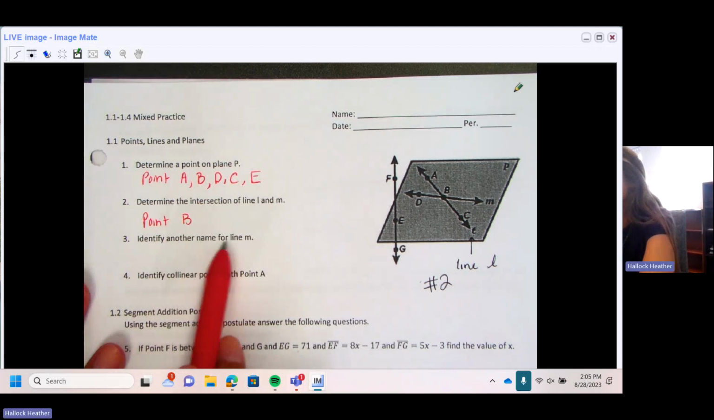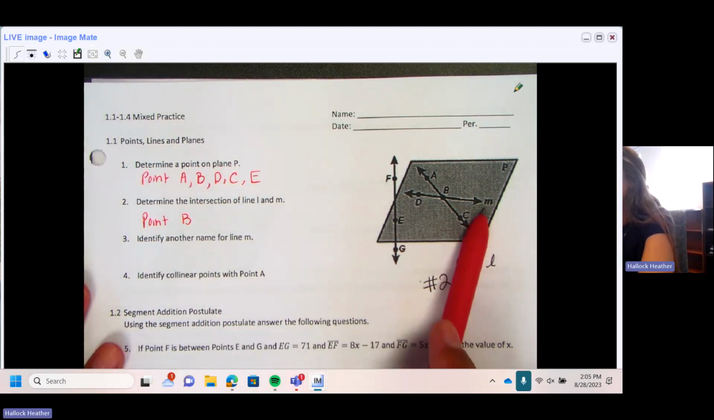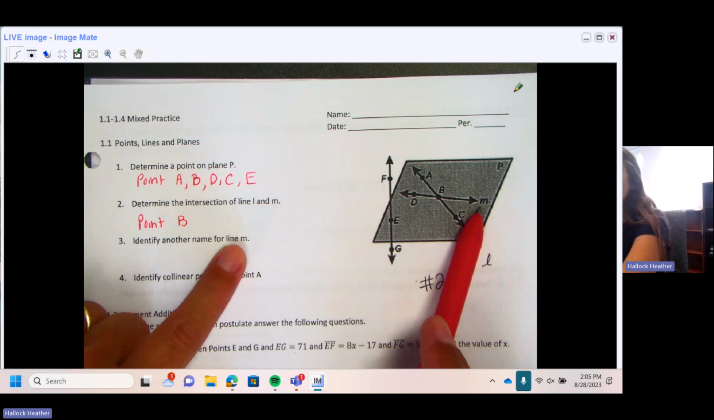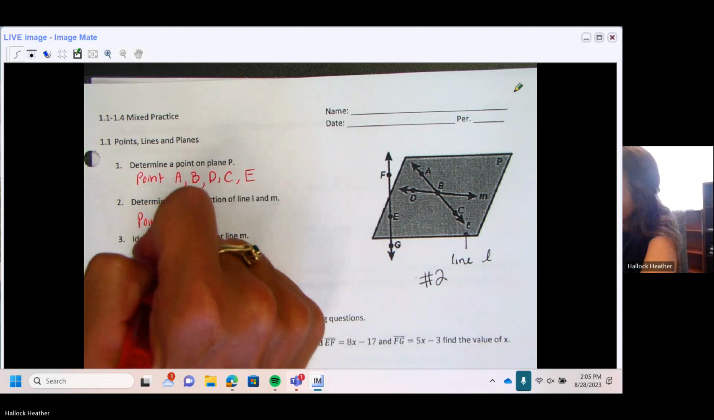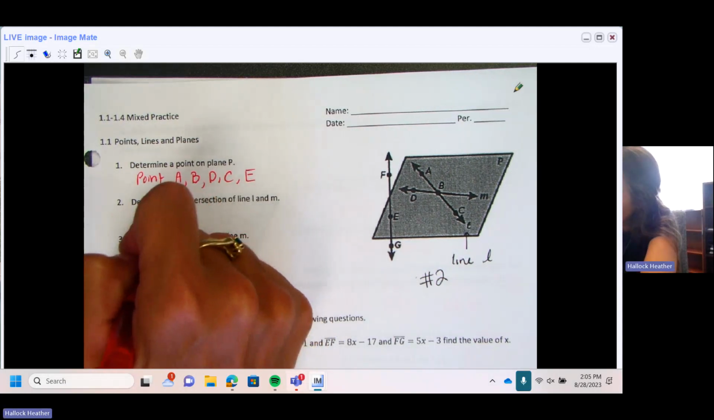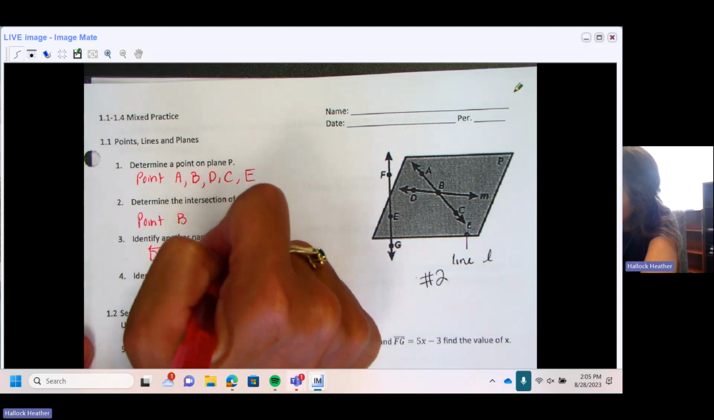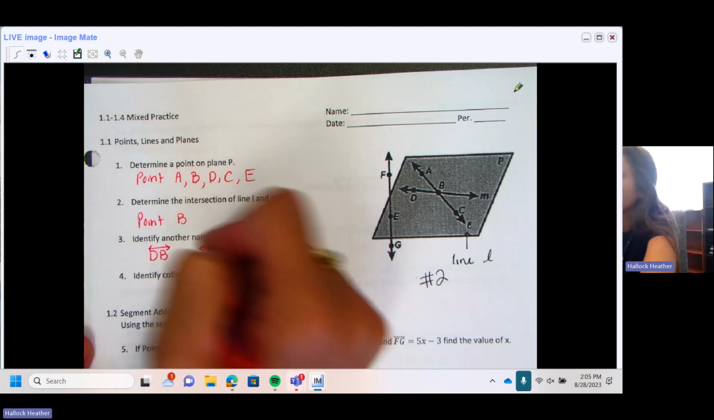Identify another name for line M. Line M can be named using the variable next to the line or 2 points on the line. So you could say DB with a line over top, or BD means exactly the same thing.